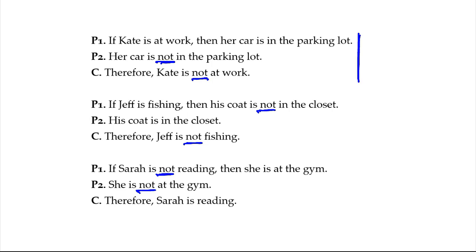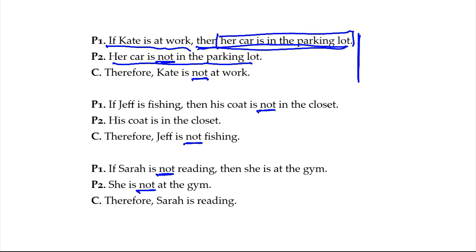So the top one, which you've already seen if you watched the previous video, is again a standard example of modus tollens. First premise is a conditional. The second premise, or the other premise, is the denial of the consequent. Her car is in the parking lot is the consequent. The other premise says her car is not in the parking lot. And so with those two premises, we can put as our conclusion the denial of the antecedent. The antecedent, of course, is Kate is at work, and so our conclusion is Kate is not at work.